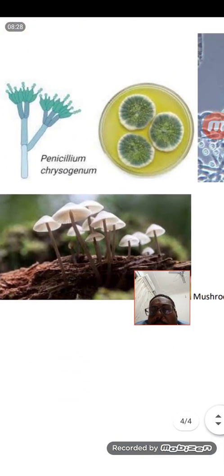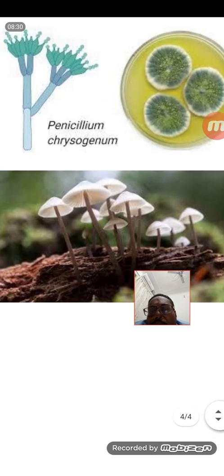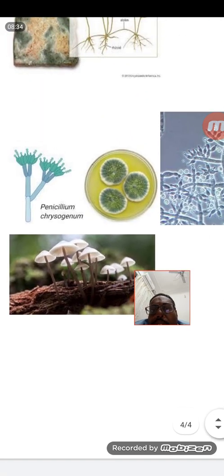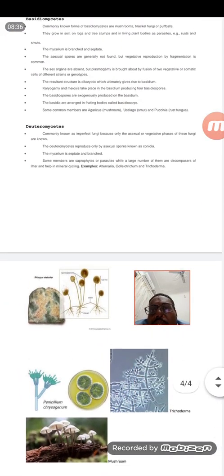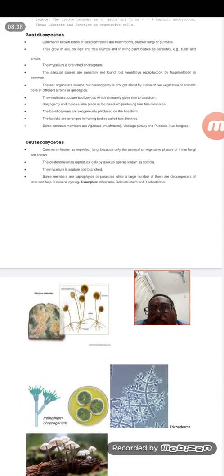So this is the fruiting body, that cone-like structure is the basidiocarp, and the basidia will be arranged on that. Over that it will grow, and moisture is very much important for this. If the moisture is not there, this fungus will not grow there.